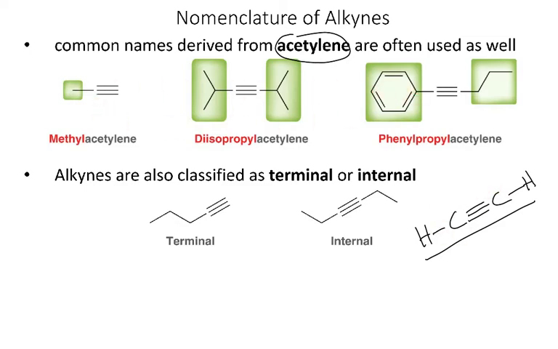I think if you know what acetylene is, you can probably come up with what these compounds look like. One other thing to know about the nomenclature of alkynes is they're also classified as internal alkynes, where we've got carbons next to the carbon-carbon triple bond, or terminal alkyne, where we've got a CH bond coming off of the carbon-carbon triple bond.